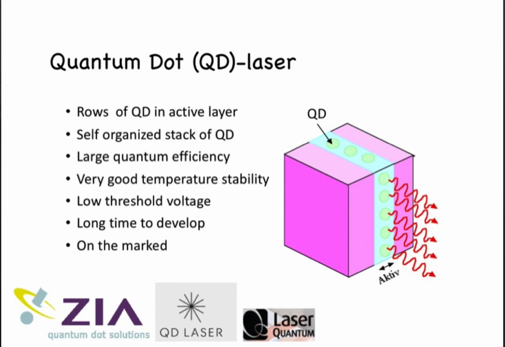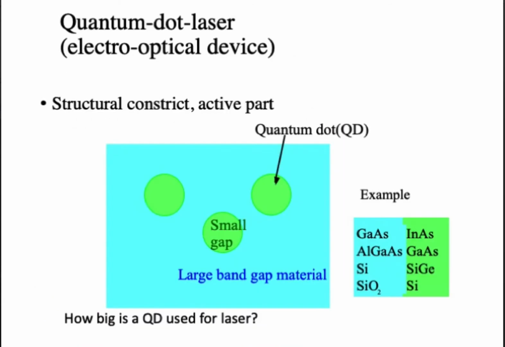We will do some simplified calculations together. As I said, quantum dot lasers have taken a long time to develop into a commercial product. There are several companies on the market. I will explain why they have the advantage of good temperature stability and low threshold compared to quantum well lasers, for instance. This shows schematically the distribution of elements in an embedded quantum dot.